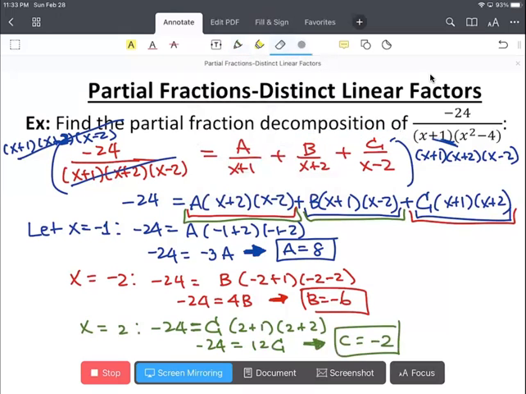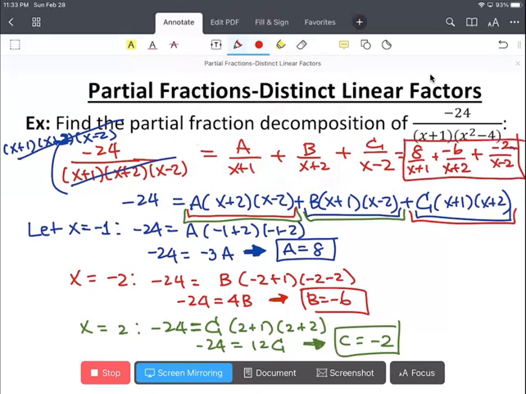So now what we are going to do is replace A, B, C with the values we found. So it will be 8 over x plus 1 plus negative 6 over x plus 2 plus negative 2 over x minus 2. And this will be our final answer.